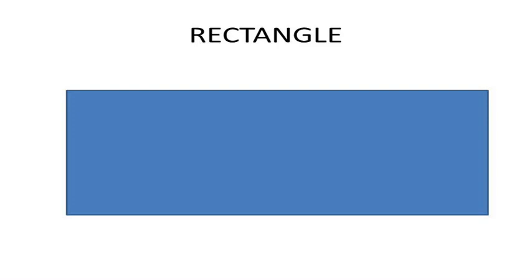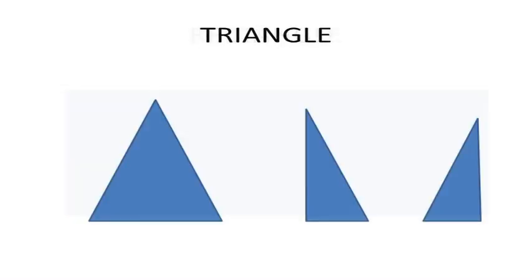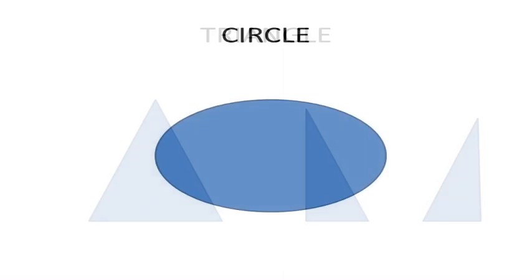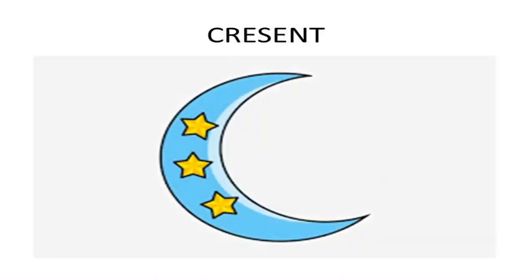This is a rectangle. An elongated square is called as a rectangle. This also has got 4 sides where 2 opposite sides are equal. It has got 4 corners as well. This is a triangle. A triangle has got 3 sides. This is a circle. The circle will not have any sides. This is crescent, as you could find in the moon, the crescent moon.